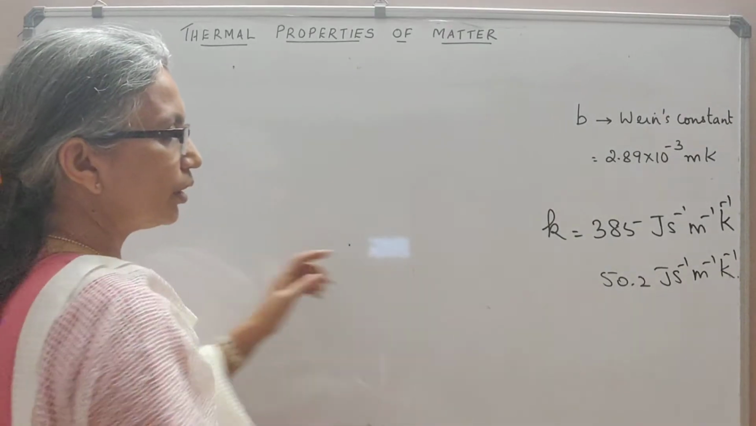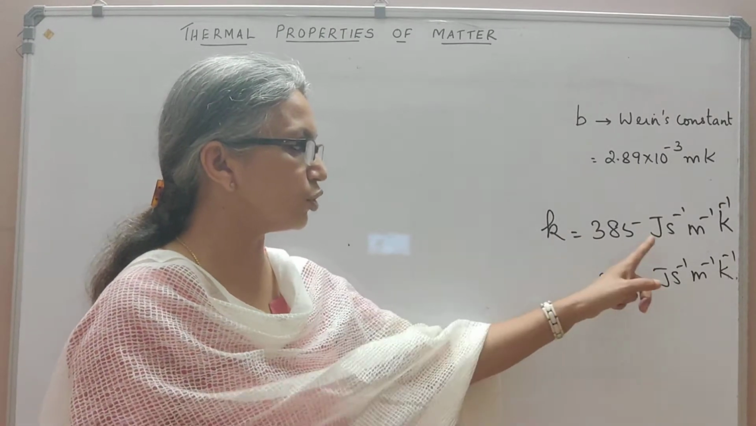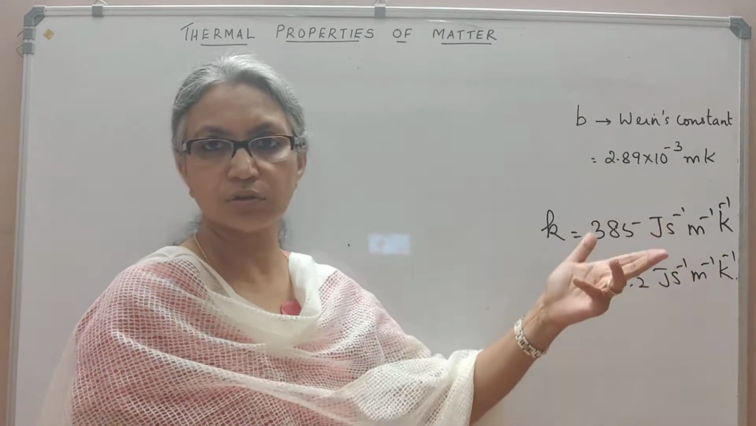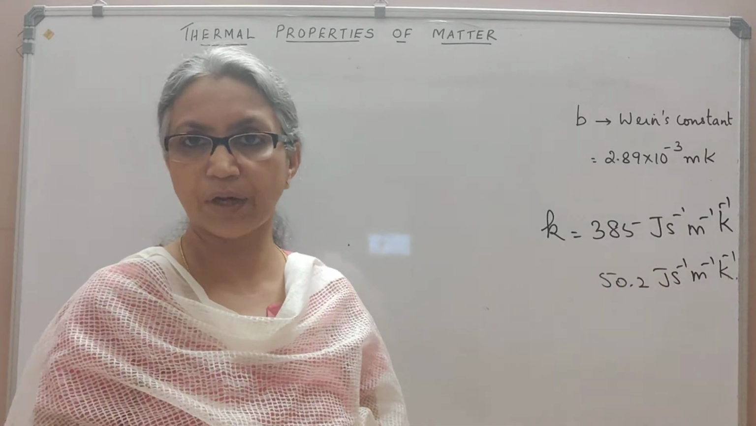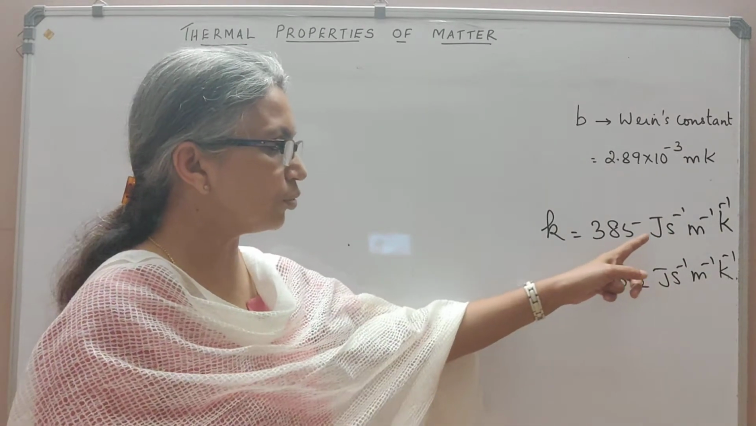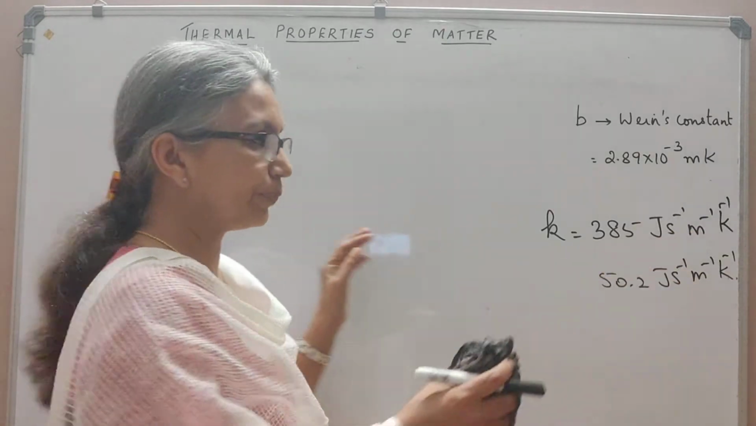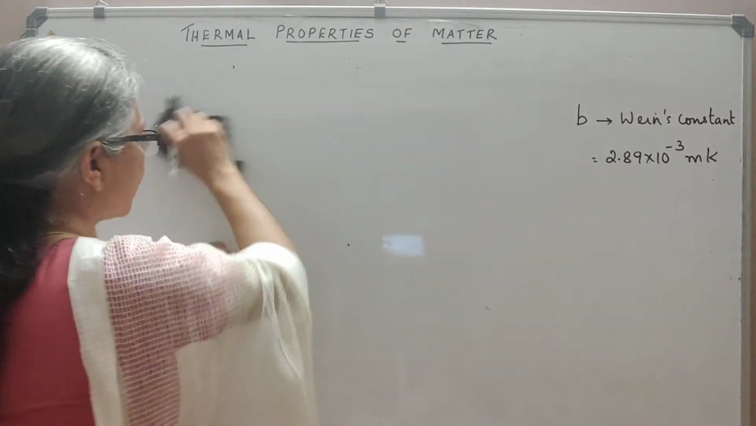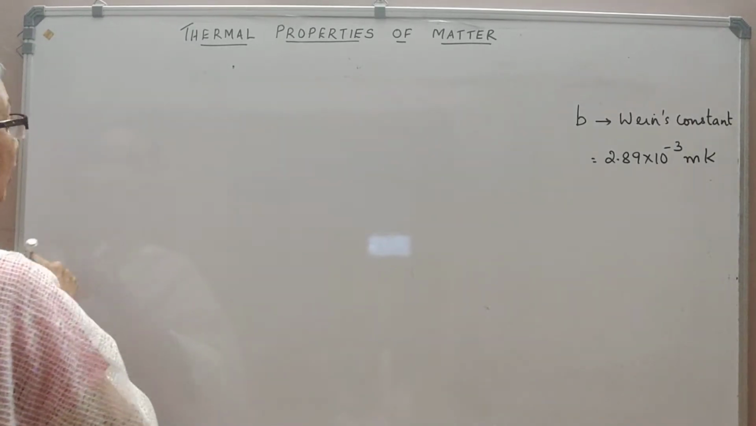Before I forget, the SI unit of thermal conductivity is joule per second per meter per Kelvin. Joule per second, as you know, is energy by time, which is power. So the other SI unit you can use is watt per meter per Kelvin. Okay, so now we go into the second mode of heat transfer, which we call convection.